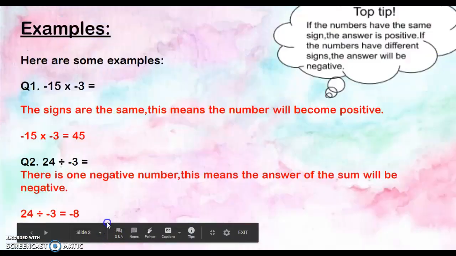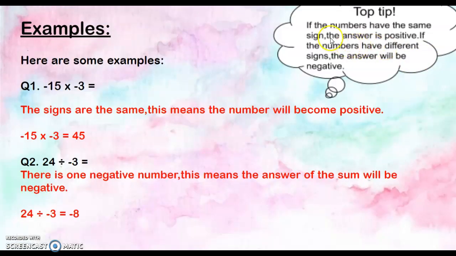Here is a top tip for you. If the numbers have the same sign, the answer is positive. For example, minus 15 times minus 3. Same sign, negative and negative. The signs are the same. This means the answer will become positive. 15 times 3 is 45. Positive 45. Same sign, positive answer.